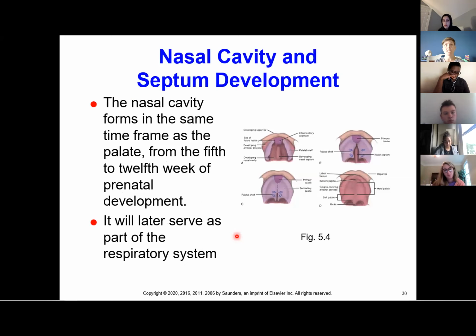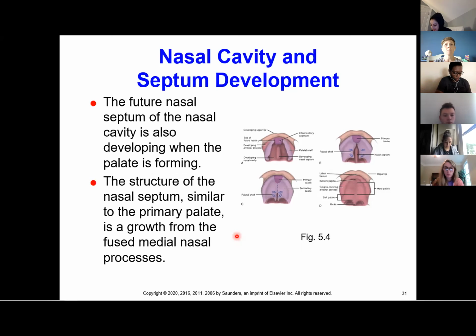Onto the nasal cavity and septum development. The nasal cavity forms in the same time frame as the palate, from the 5th to the 12th week of prenatal development. We kind of already know that because as the palatal shelves are moving down and then moving across, the nasal septum is coming together to meet with that, right? It will later serve as part of our respiratory system.